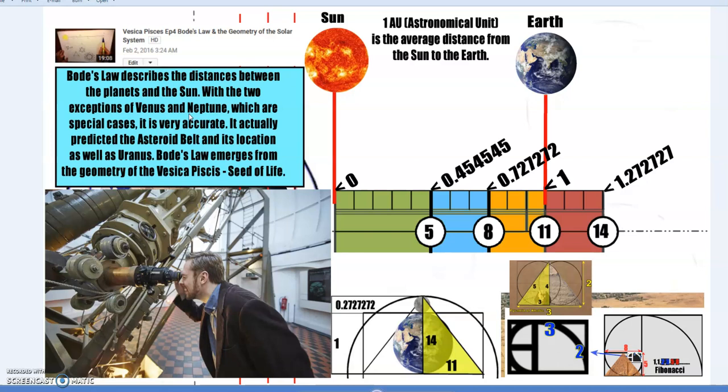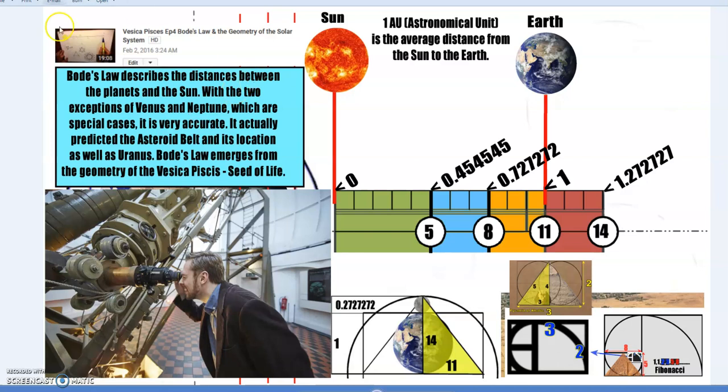But Bode's law is not only very accurate, it actually predicted the asteroid belt as well as Uranus. So not only did it describe what was already there with this really simple, lovely geometry, it also predicted planets and planetoids such as the asteroid belt, which weren't even known about yet. Describing something that already happens is great, but a theory predicts things which are not yet known. A theory will predict what is to happen.